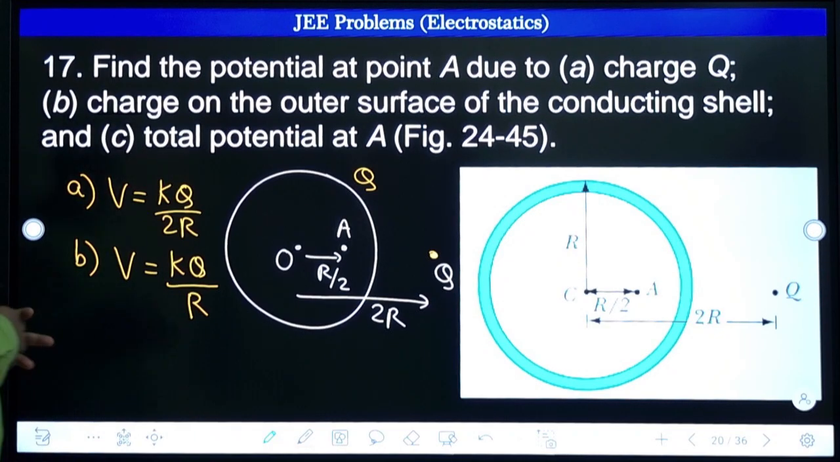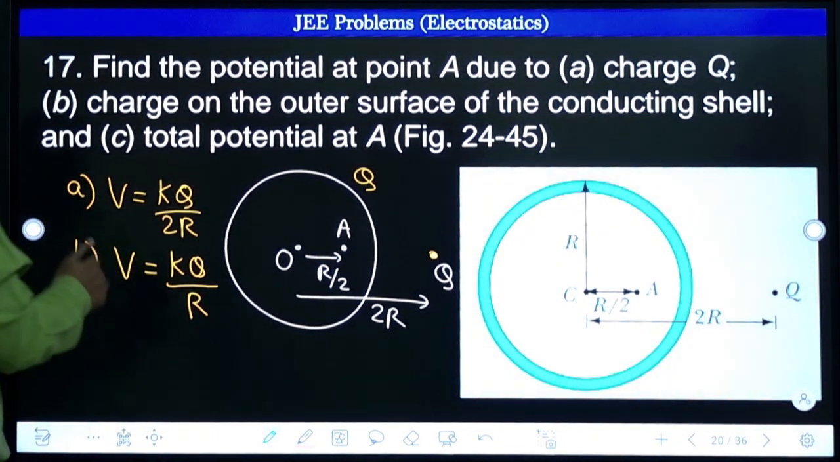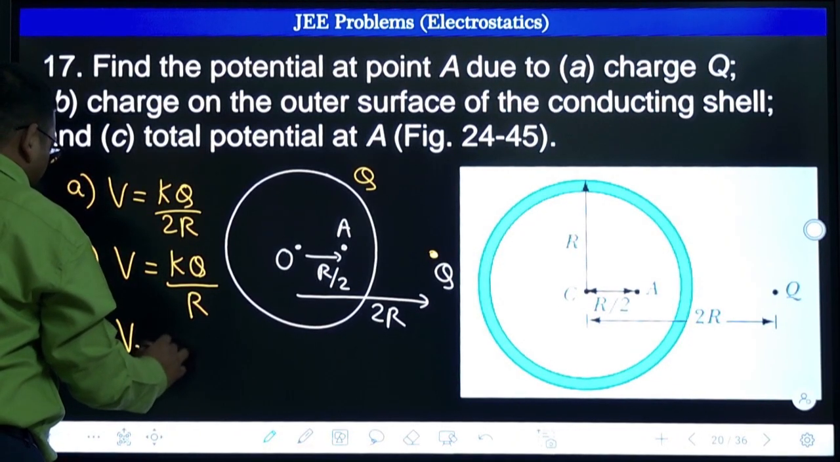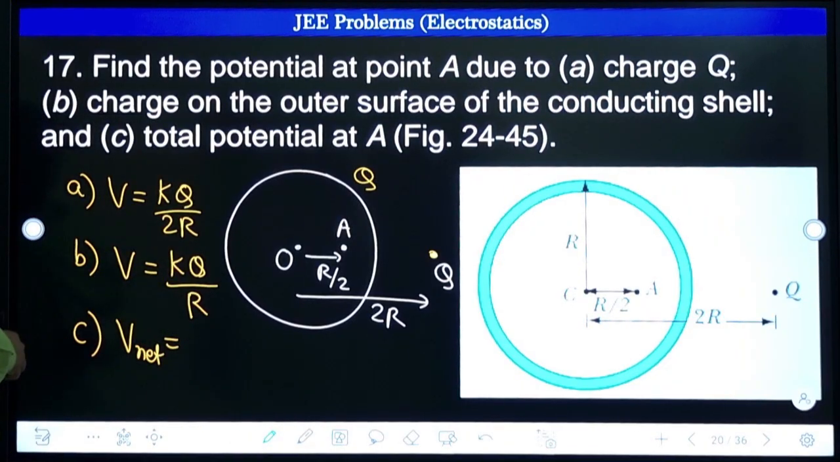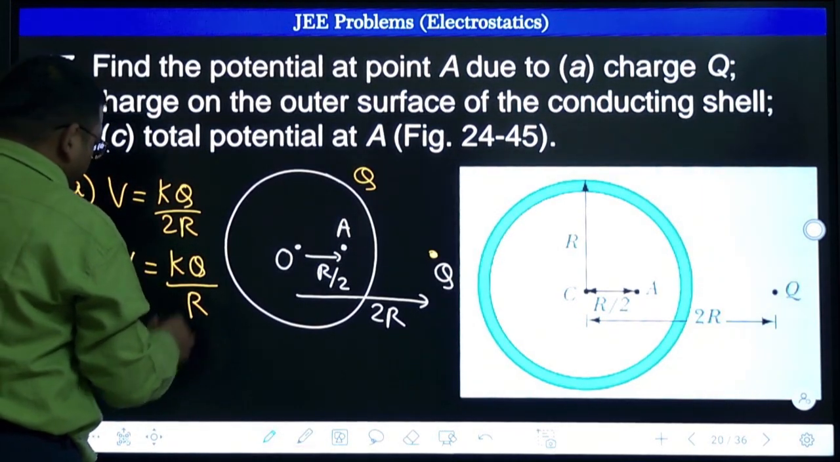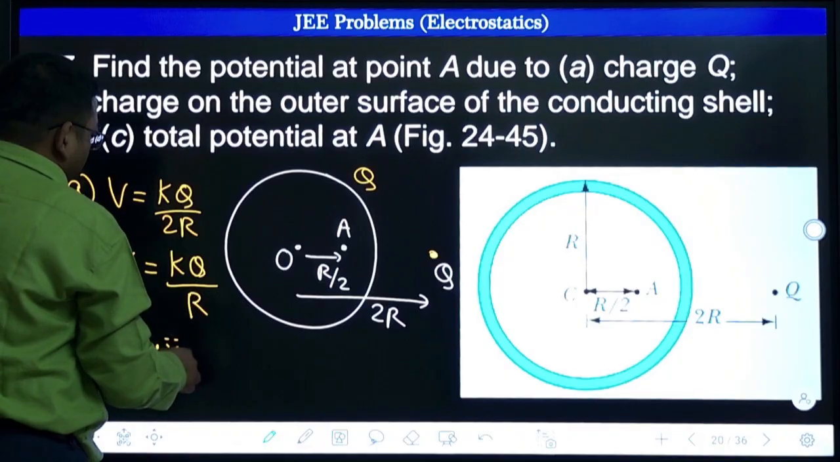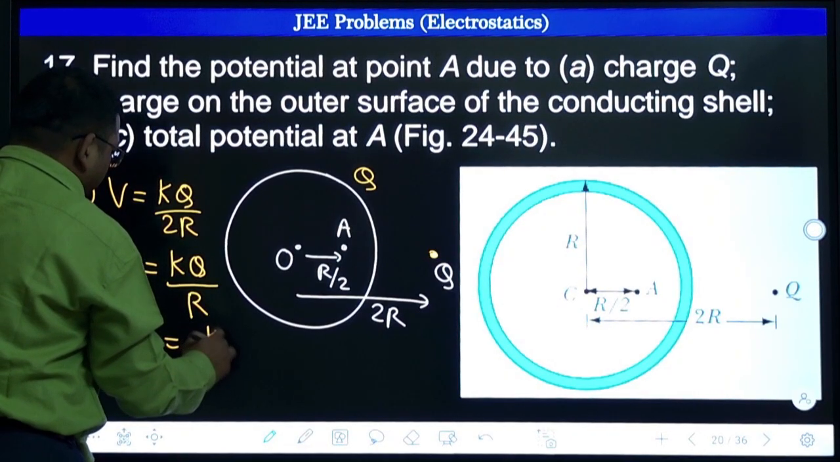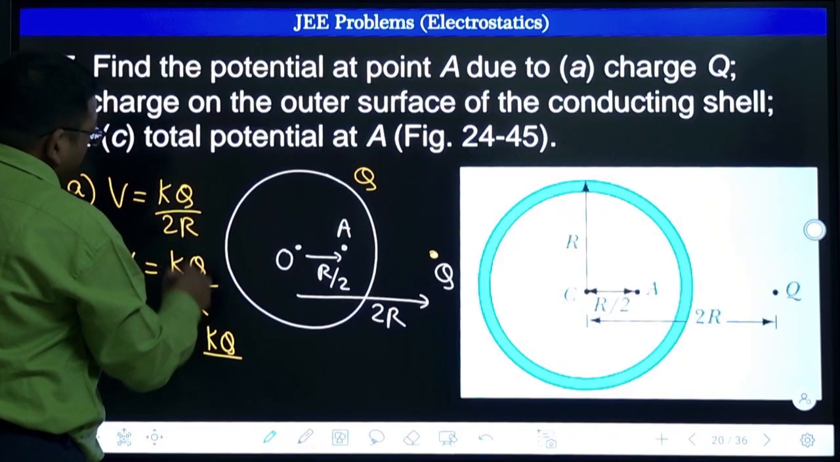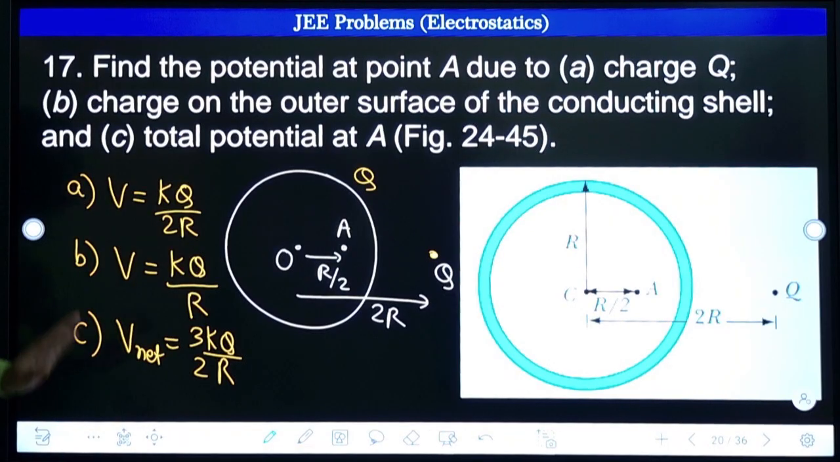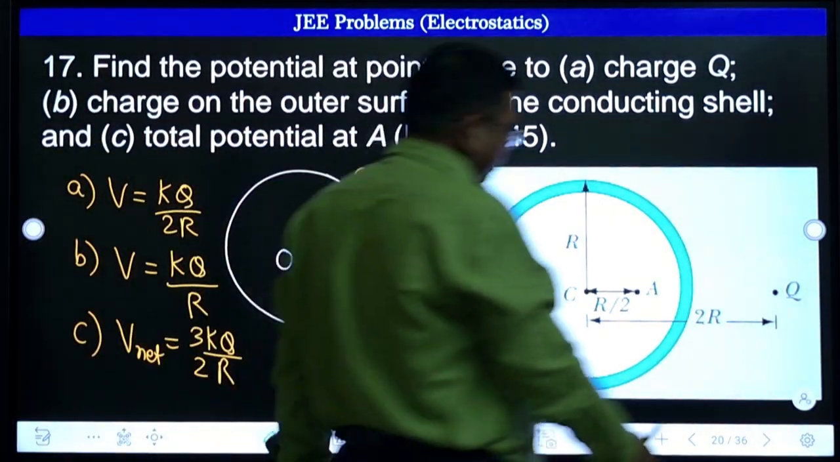Then potential at A. Total potential means you need to add them. So net potential, you have to add these two. Let us just add these two potentials. It will become KQ by 2r plus KQ by R. Add this, it will become KQ times 3 by 2, that is 3KQ by 2R. Right? That will be the answer. Let us move to the next.